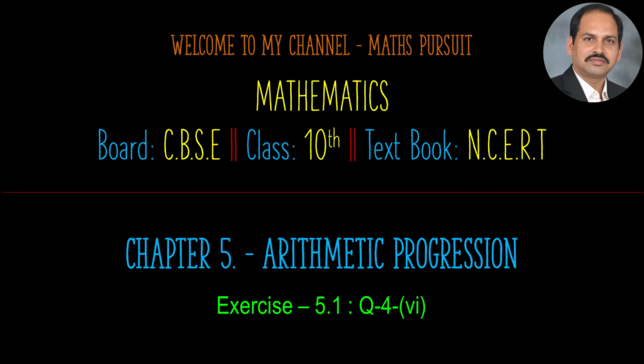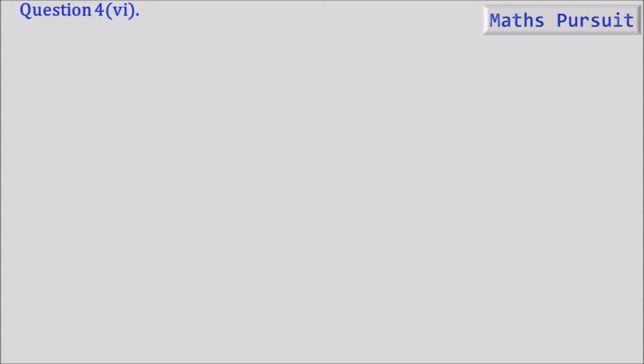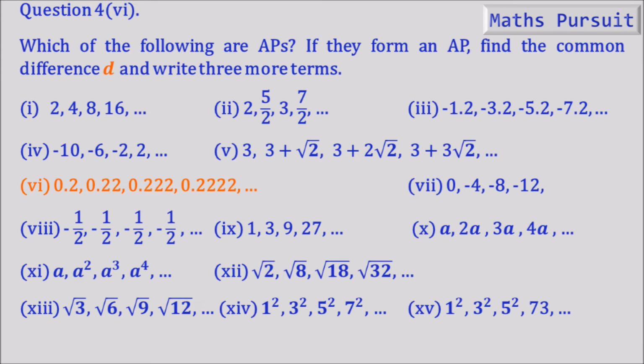Today we are going to look into exercise 5.1 question 4 bit 6 from chapter 5 called arithmetic progression. So let's see what exactly we have in question number 4 bit 6. Now coming to the question, it is given that which of the following are APs? If they form an AP, find the common difference D and write 3 more terms. And the given number sequence is 0.2, 0.22, 0.222, 0.2222. So like this it keeps on continuing.